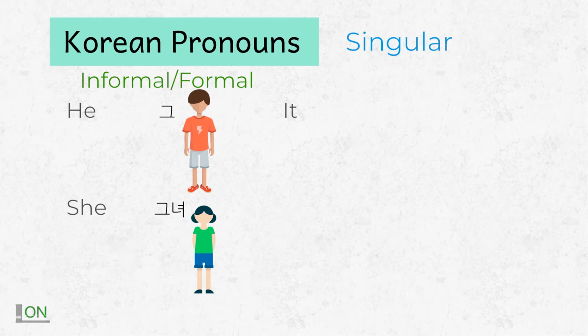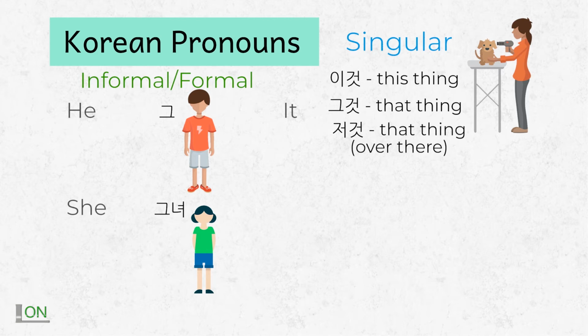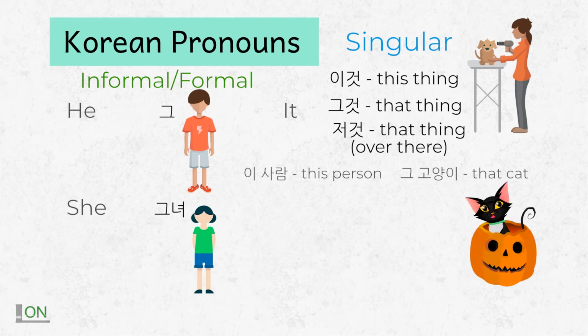For the word it, you can use three variants. 이것, which means directly this thing; 그것, that thing; 저것, that thing over there. 이 means this, 그 means that, and 저 means that over there. And 것 just means thing. For example, 이 사람, this person. 그 고양이, that cat. You can also put other nouns next to 이, 그, 저.